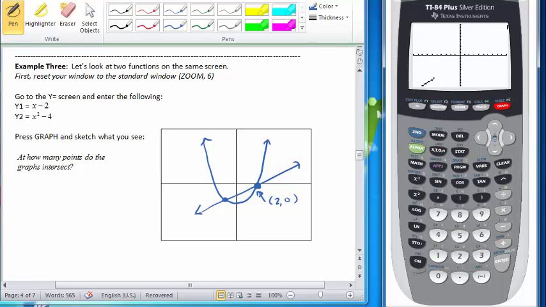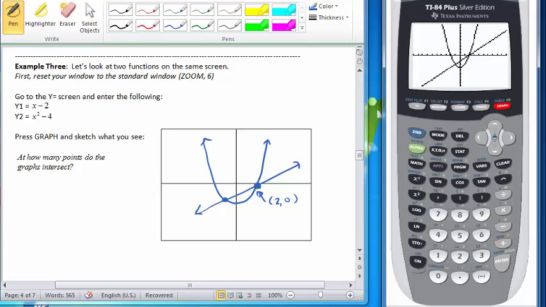So let me press graph. This is in a standard window. And we saw before that these two graphs intersect at 2 points. And I said, well, if you look closely, it looks like one of the points of intersection is (2, 0), but I couldn't quite tell what the other one was. It turns out your calculator can find them for you.